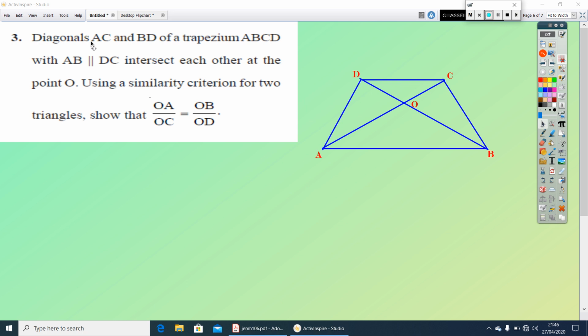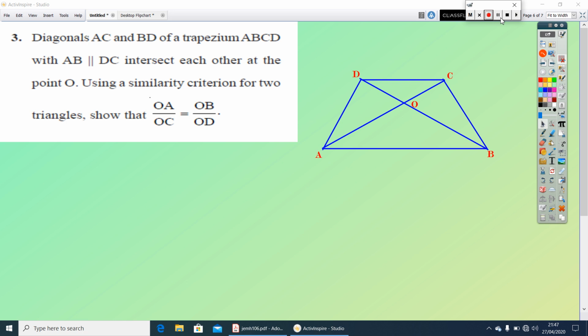Here is another question from the textbook. Diagonals AC and BD of trapezium ABCD with AB parallel to DC intersect each other at O. Using the similarity criterion for two triangles, show that OA by OC is equal to OB by OD. For this one, first you check the triangles containing OA and OC. These two triangles you have to prove as similar.